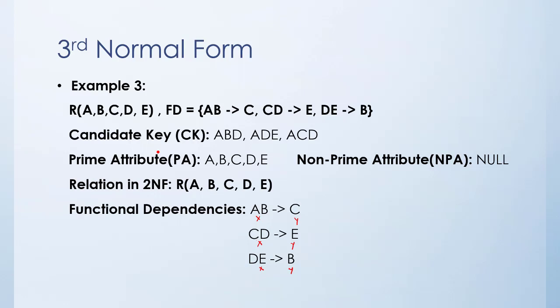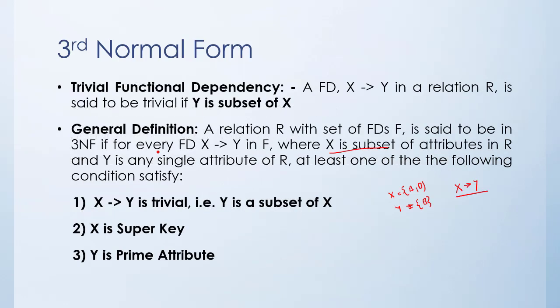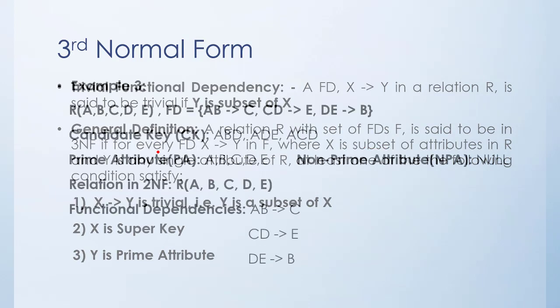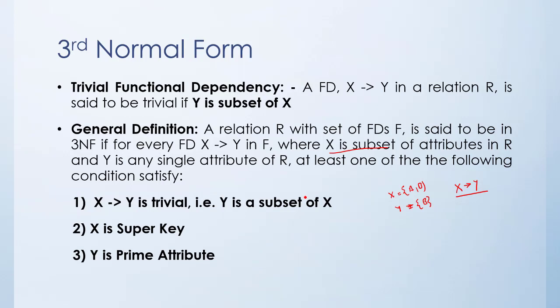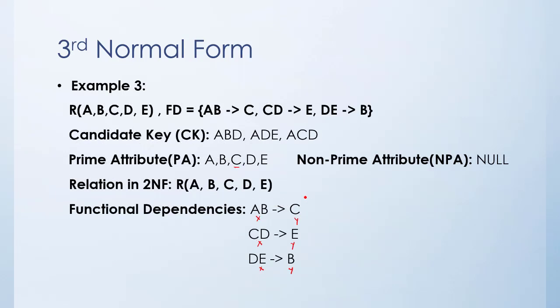So what does the third condition say? It says that Y is a prime attribute. Is C a prime attribute? Yes, Y means C, and obviously C is a prime attribute. So this functional dependency satisfies one of the conditions of 3NF. Is E a prime attribute? Yes, E is a prime attribute. So the second functional dependency also satisfies the condition of 3NF.